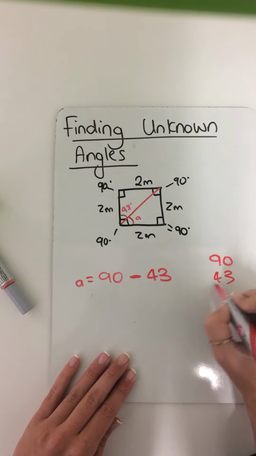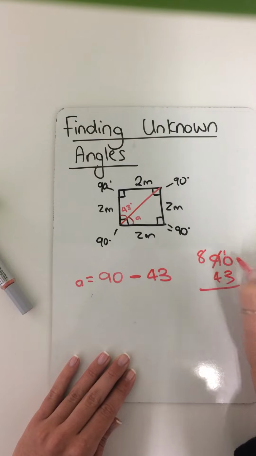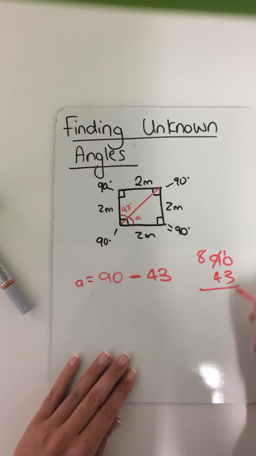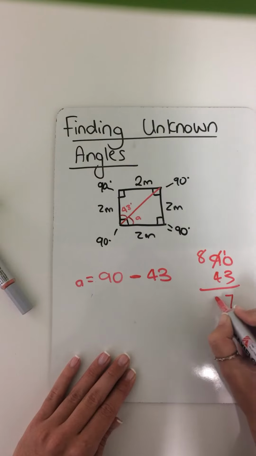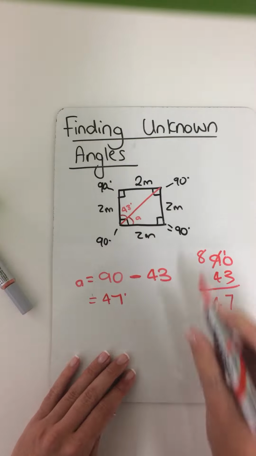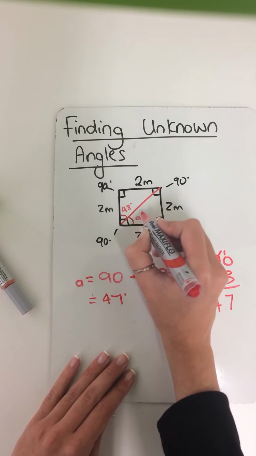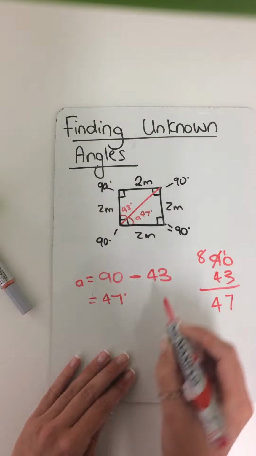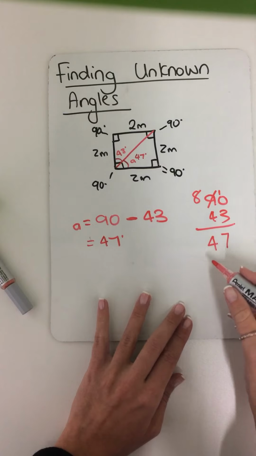So let's do that on the side. 0 minus 3 I can't do, I have to borrow. That becomes 8. I borrow 1, so I have 10 minus 3, which becomes 7. 8 minus 4 is 4, so I have 47 degrees. That means that this part of the angle and A, which I now know is 47, have to add up to equal 90 degrees, and we can check it.